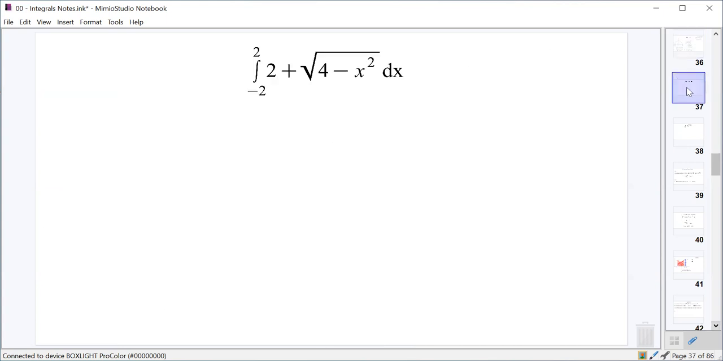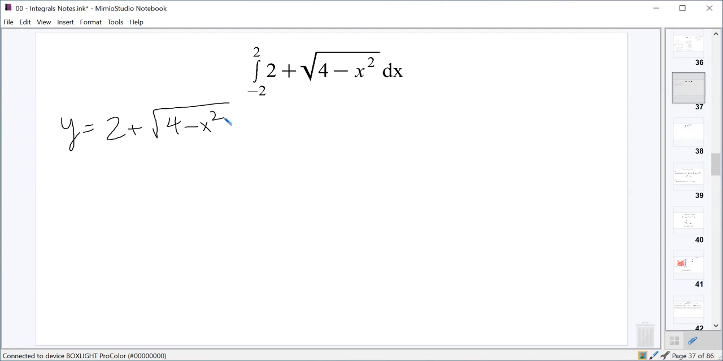Because we might look at this, 2 plus the square root of 4 minus x squared, and think it seems like it should be a semicircle here, but we're not maybe exactly sure what it looks like. So let's start off with y equals 2 plus root 4 minus x squared, and just see what this thing looks like so we can help ground ourselves.